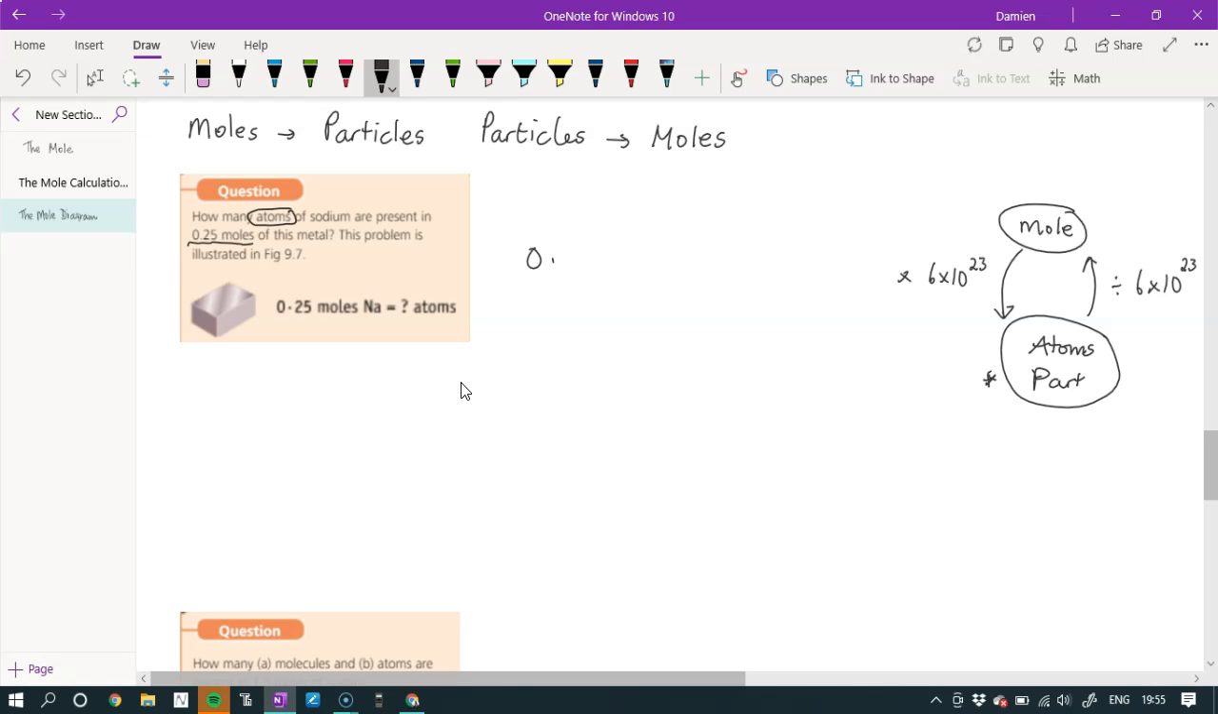So it's 0.25 moles, because that's where we're at, multiplied by 6 by 10 to the 23. So again, this is something you just put straight into your calculator, and that gives you 1.5 by 10 to the 23 atoms, because we're dealing with sodium.